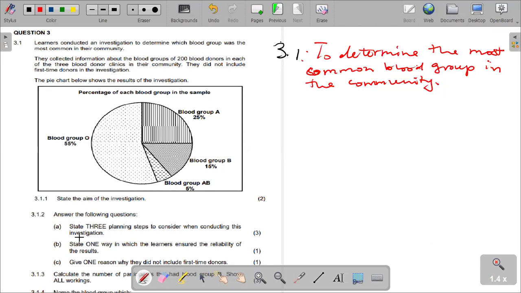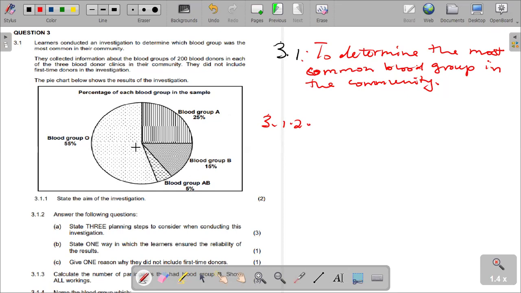Next question. That was 3.1.1, and this is question 3.1.2. It says, state 3 planning steps to consider when conducting this investigation. The learners were to conduct an investigation on the blood groups. So what are the planning steps that they were supposed to consider?